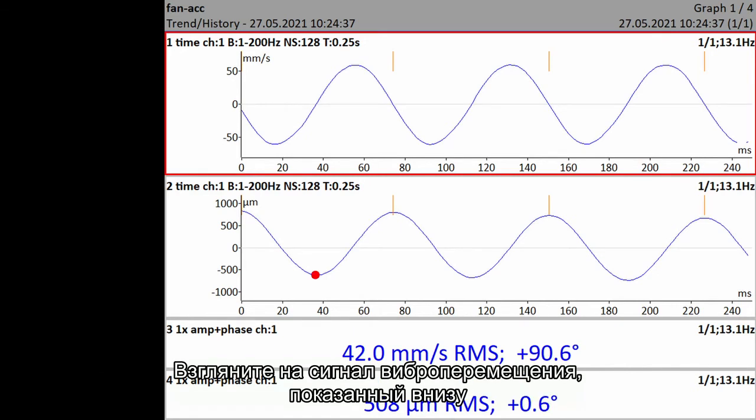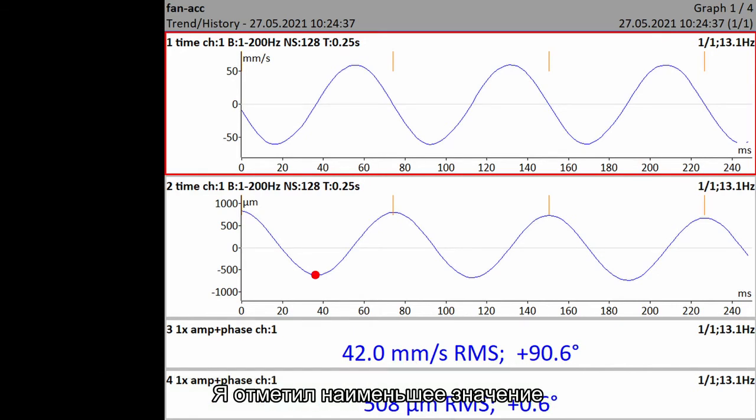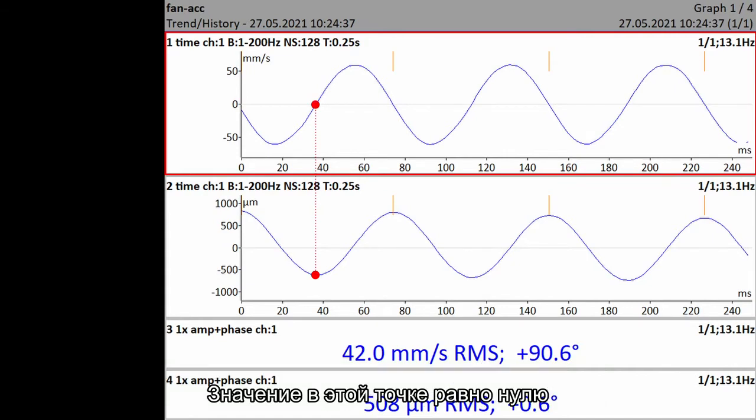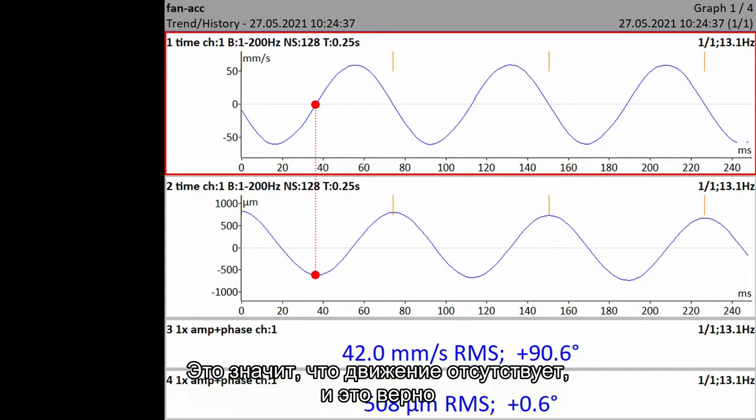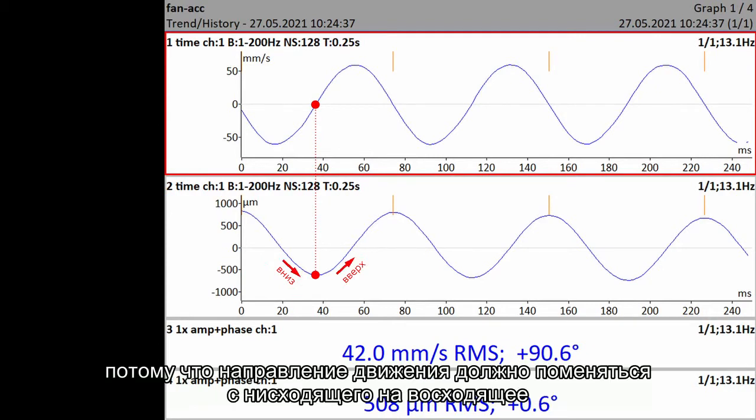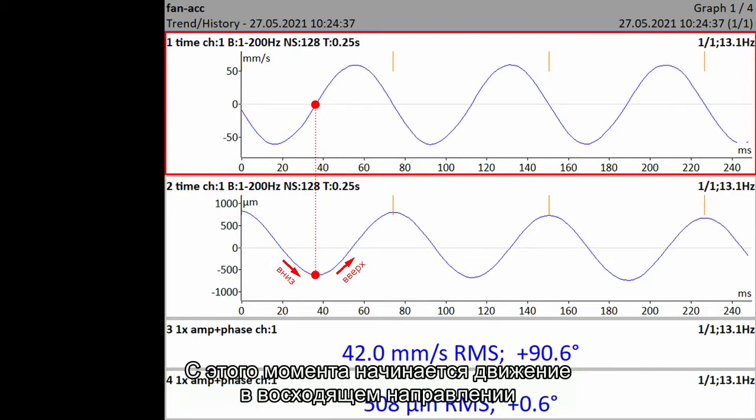Look at the displacement signal below. I marked the lowest position. It is the negative maximum position. Look at the velocity signal at the same time. The value is 0. It means no moving, and it is correct. At the negative maximum, the moving must stop, because the moving direction must change from downward to upward. From this point, the upward moving begins.